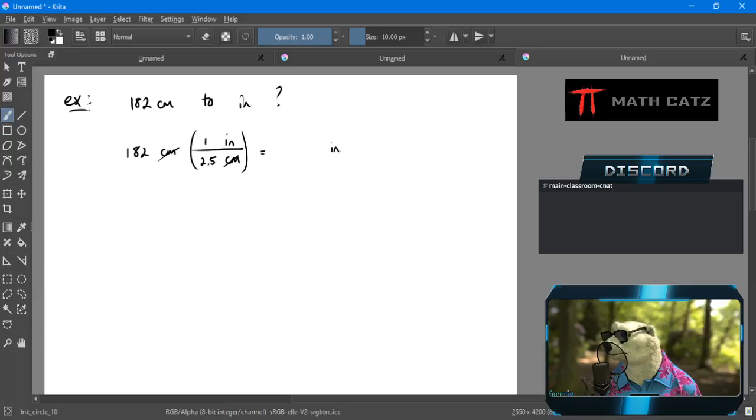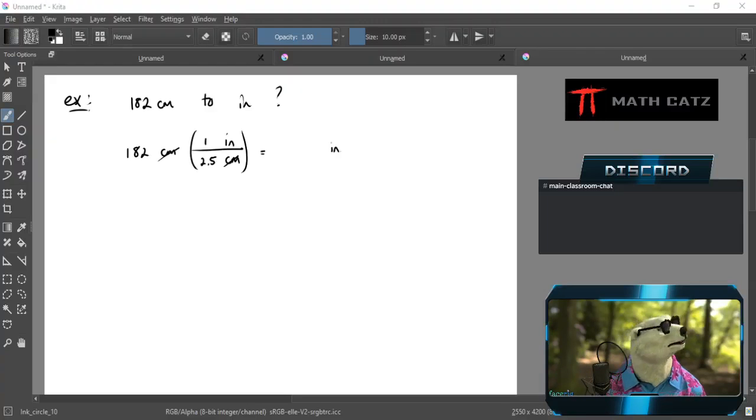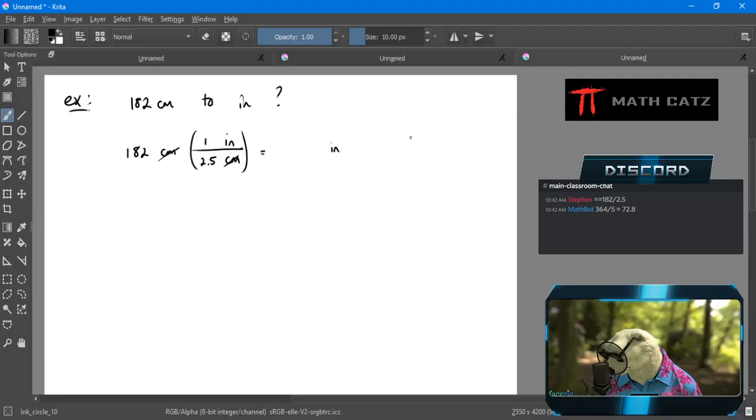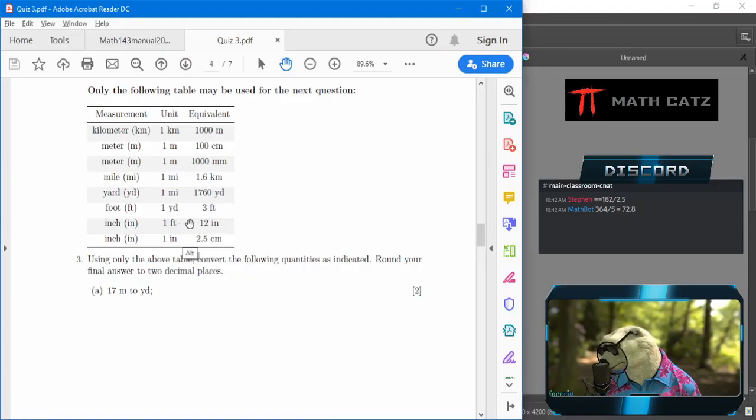Then let's do it. 182 divided by 2.5 is 72.8. Of course, people don't really have a good sense of what that is, but that would be done. You can then go a little further and say, well, I know that 12 inches make 1 foot. So how much would that be in feet and inches?